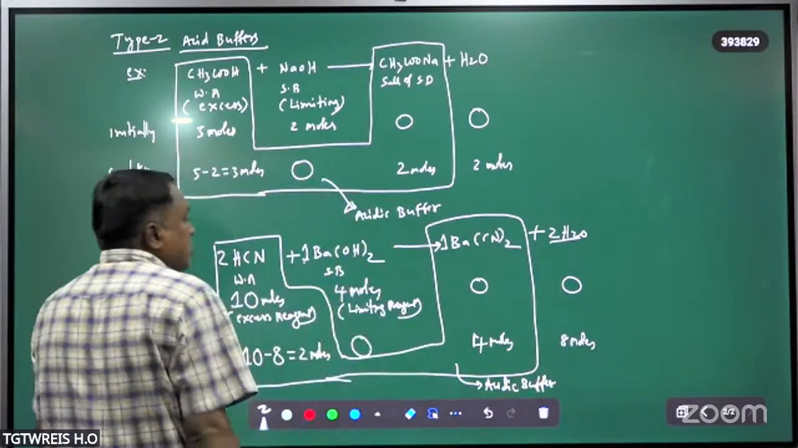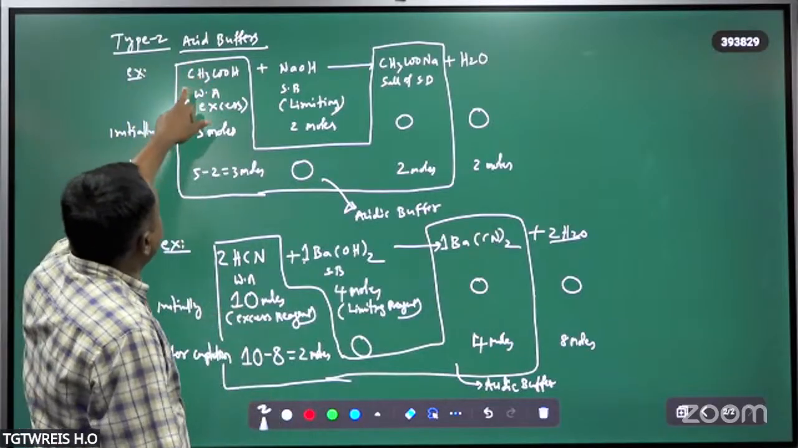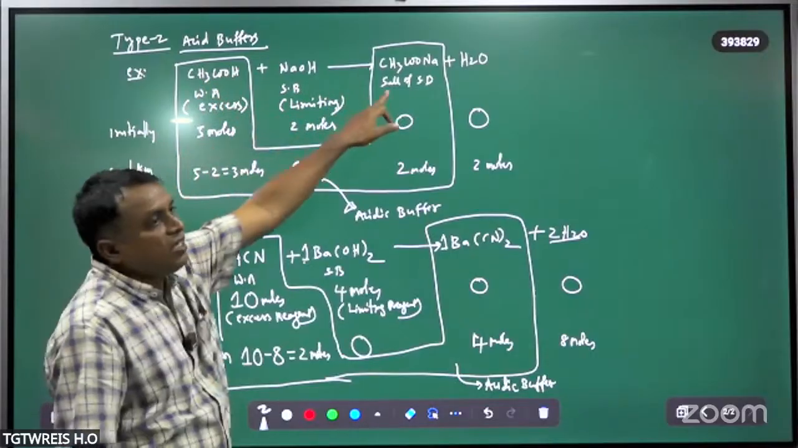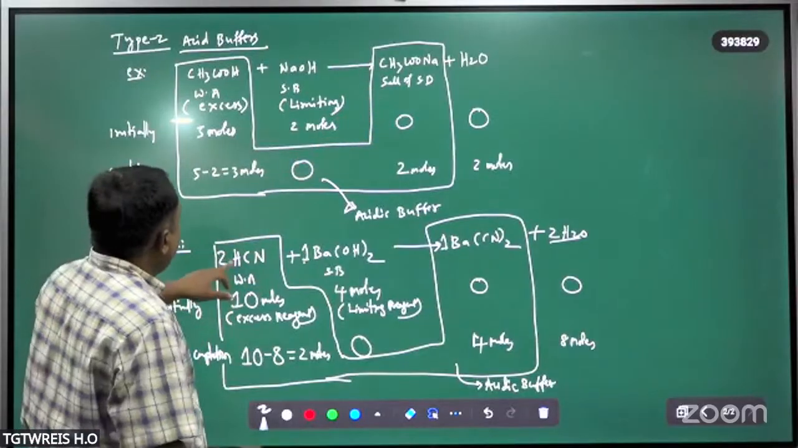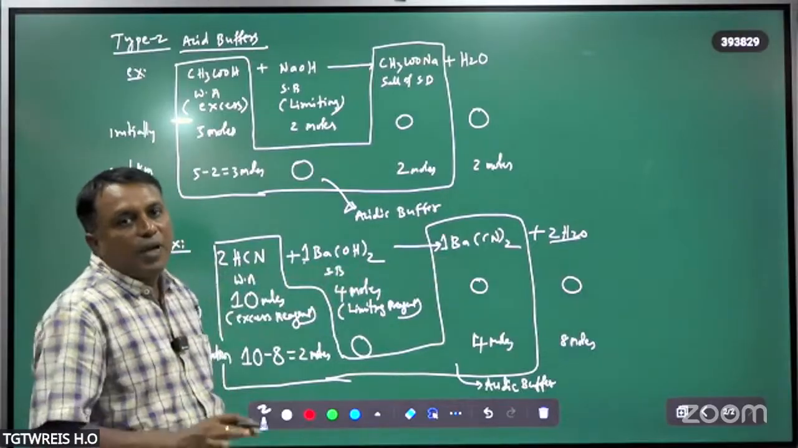This is what now? Acidic buffer. So this is the type 2 buffers, acid buffers. By directly adding, say, CH3COOH and CH3COONa, you will get the acidic buffer. By directly adding HCN to barium cyanide, you will also get the acidic buffer.